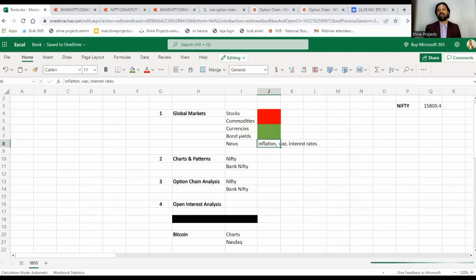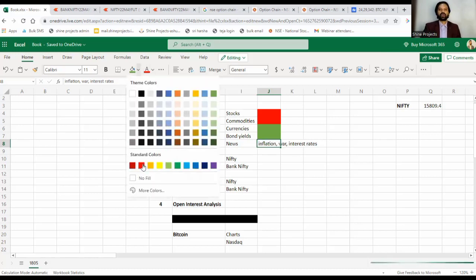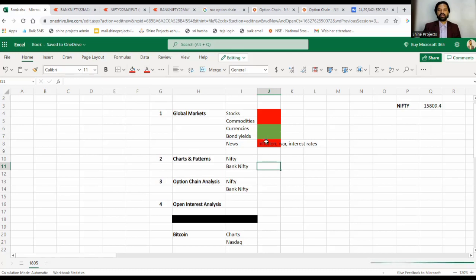Okay, the Central Bank of India has also raised rates. The global central banks are also raising rates. So all that is a negative to the stock market. So I'm marking the red color here.